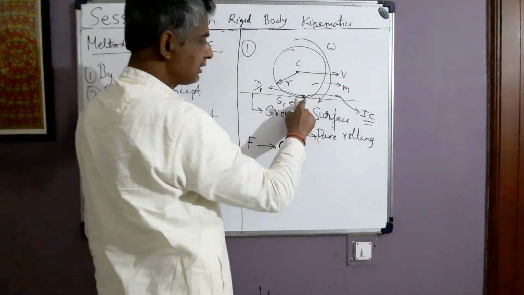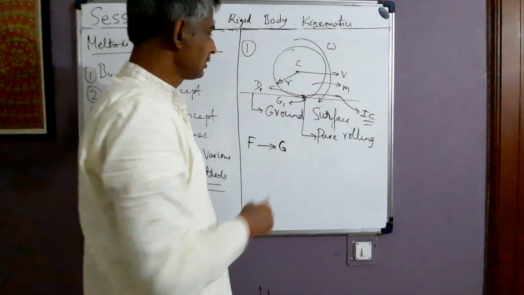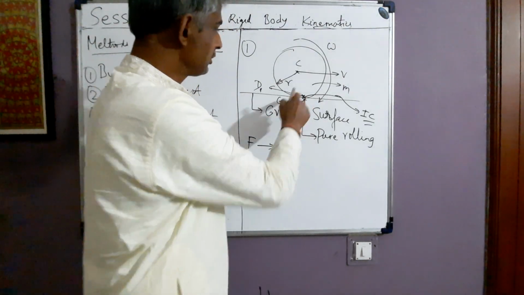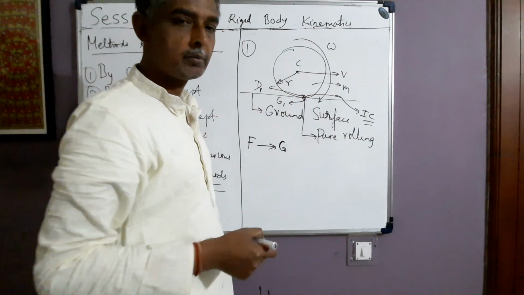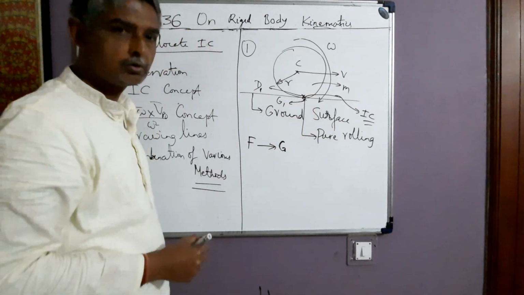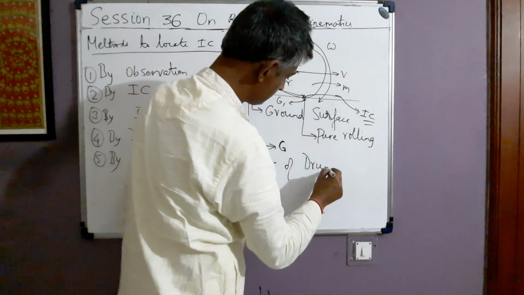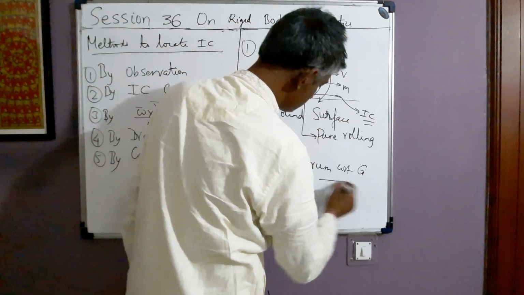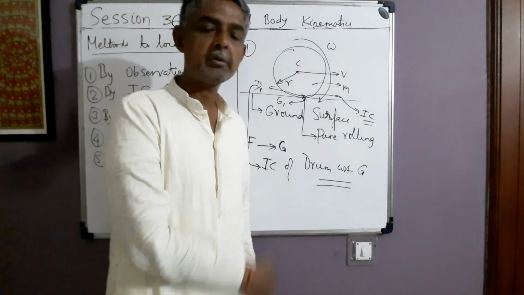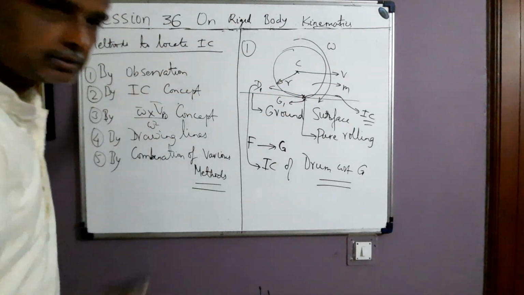Now, as seen from ground, G1 is at rest. The drum undergoes pure rolling over the ground surface. From the pure rolling criterion, it follows that the velocity of D1 is the same as the velocity of G1. Since the velocity of G1 is 0 with respect to ground, the velocity of D1 with respect to ground is also 0. So by definition, D1 is the IC of the drum with respect to ground. This has been obtained by direct observation.